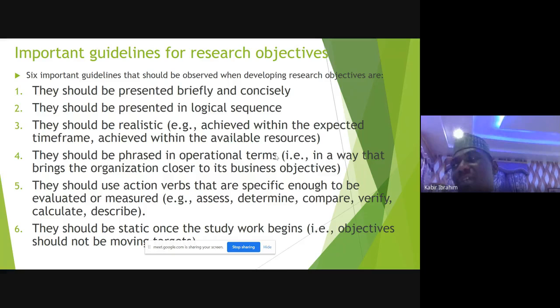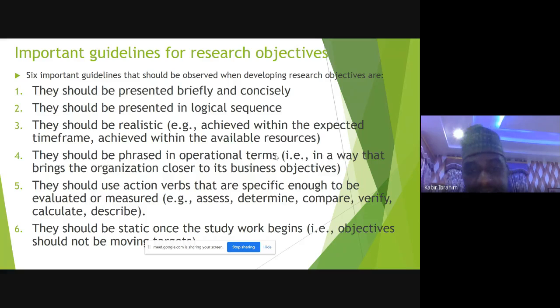Four, they should be phrased in operational terms, as I explained earlier, such as instead of characteristics of students, you can say the age, maybe the gender, and what have you. Five, they should use action verbs that are specific enough to be evaluated or measured. For example, to assess, to determine, to compare, to verify, to describe.